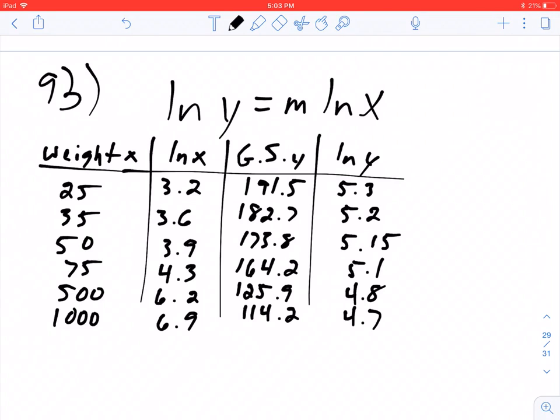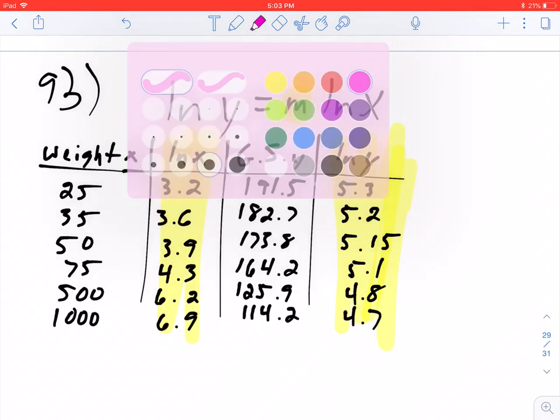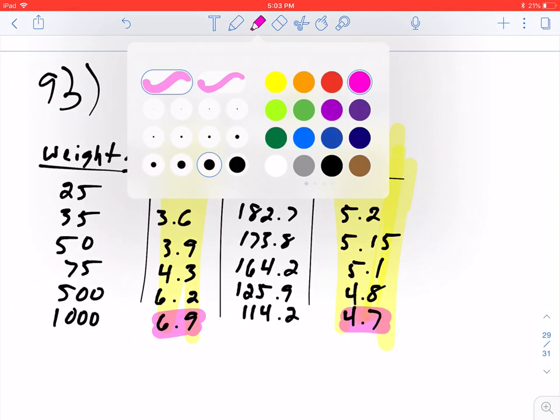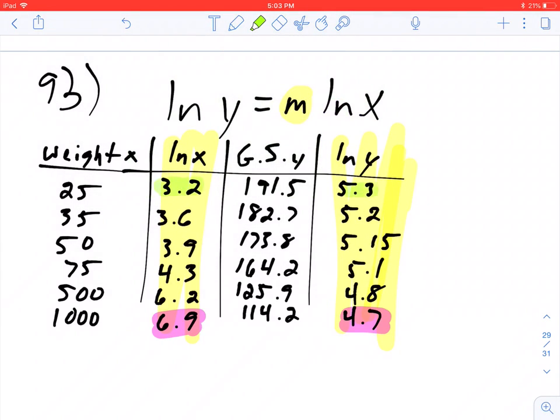All right, now what we need to do is find this m right here, and that m is going to be the slope between 2 of these ordered pairs that we obtained using the natural log of x and the natural log of y. So you really can pick any 2 ordered pairs you want. Let's use the first one and the last one.